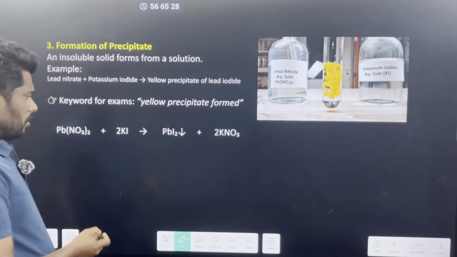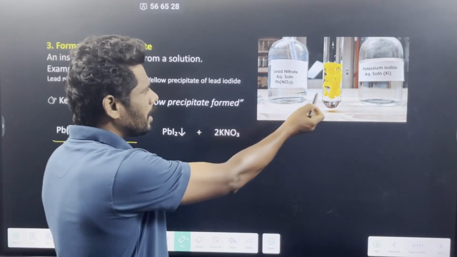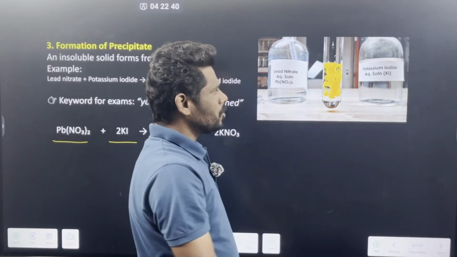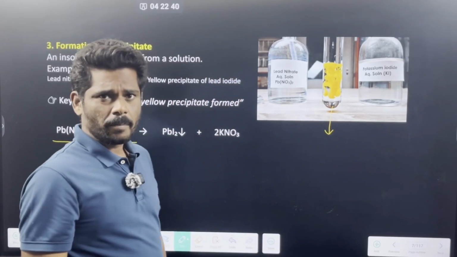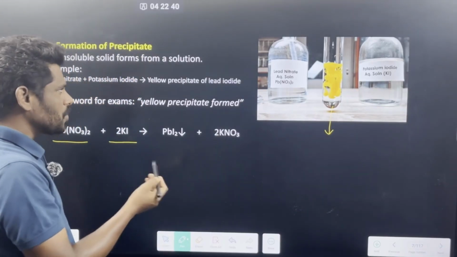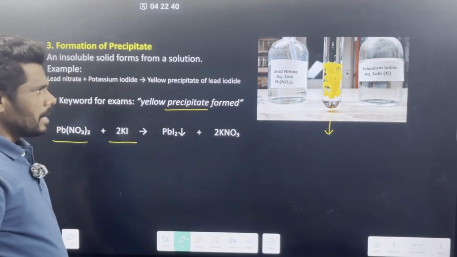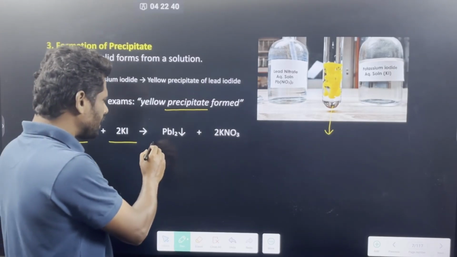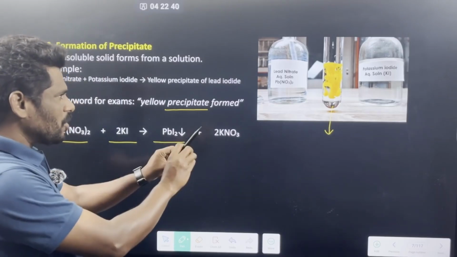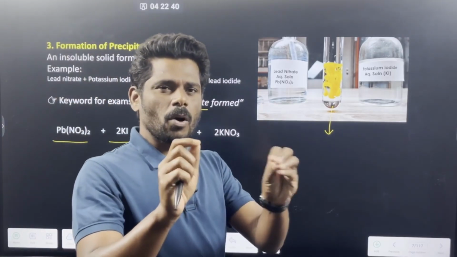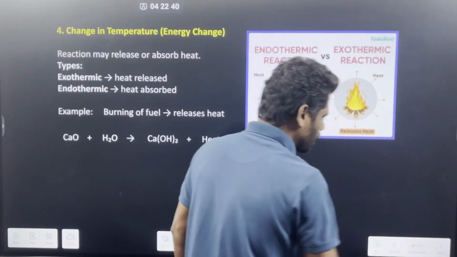Another one: two solutions are added to each other here. Say lead nitrate solution is added to potassium iodide solution. So we got an insoluble product here. That insoluble product which is formed is called a precipitate, and that occurs here in yellow color. That yellow color precipitate is lead iodide. So formation of a precipitate is an indicator of a chemical change or chemical reaction.